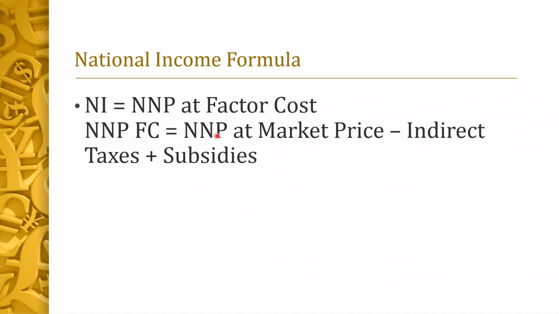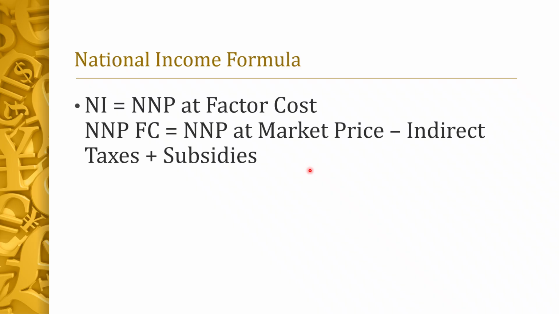Next, we will now adjust market price to factor cost. Market price includes indirect taxes like GST, excise, customs and excludes the subsidies. But factor cost includes only payment to factors of production. So to convert market price into factor cost, what do we do?